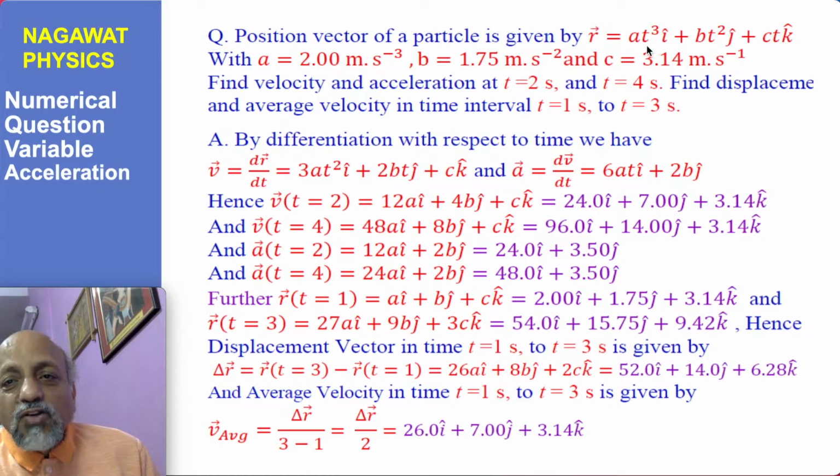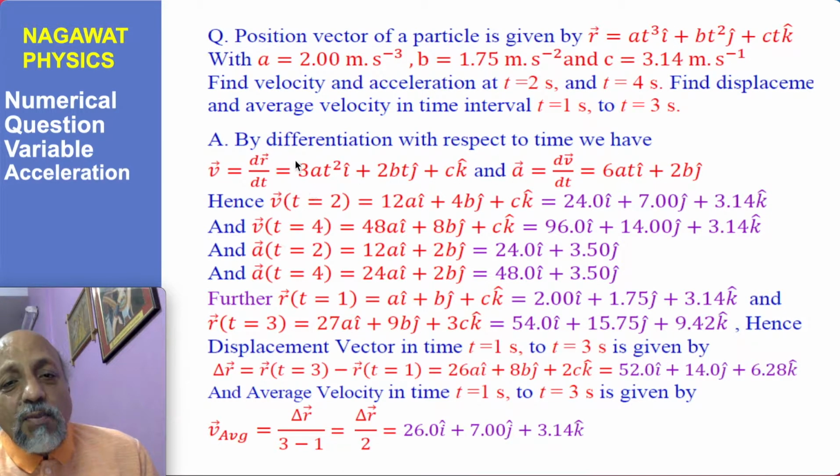You know that the differentiation of t cube is 3t square. So on differentiation of the position vector with respect to time, the x component here is a t cube, so the x component of the velocity will be 3at square. The y component of the position vector is bt square. Since differentiation of t square is 2t, the y component of the velocity will be 2bt. The z component is ct, and since the differentiation of t is 1, the z component of velocity will be c. Therefore the velocity vector will read 3at square i cap plus 2bt j cap plus c k cap.